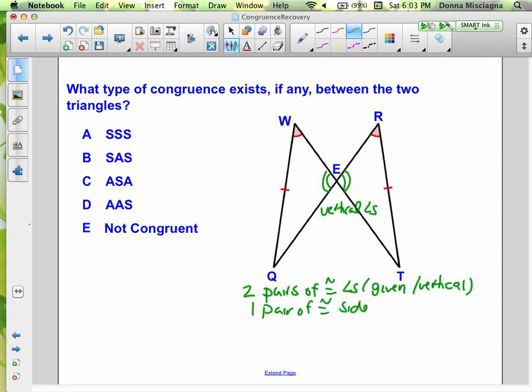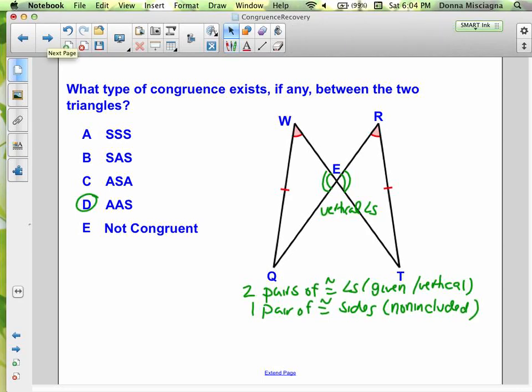You just have to look to see where the sides are. Are those sides between the angles? Well, this is between the angles, right? Those sides there. But we don't know those sides are congruent. We know some other sides are congruent. We know WQ and RT are congruent. So since it's a non-included side, this would be angle, angle, side. There's another one done.